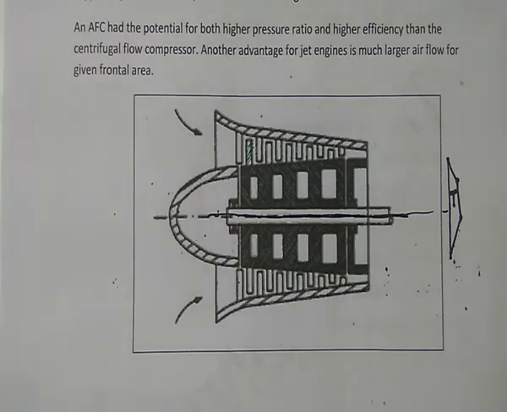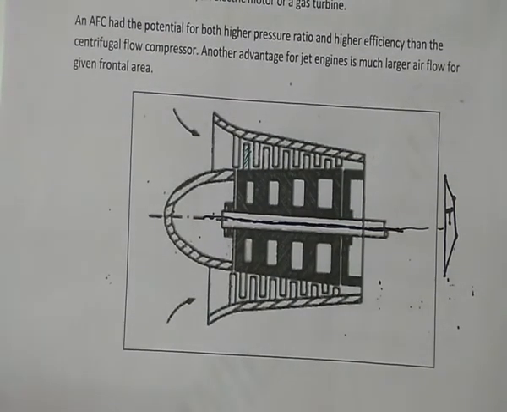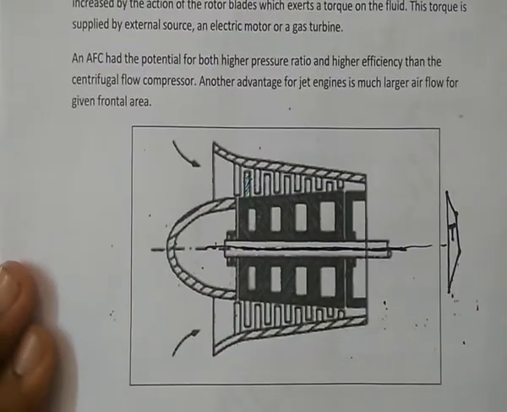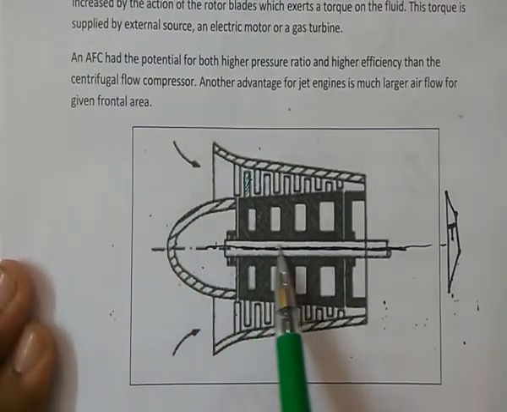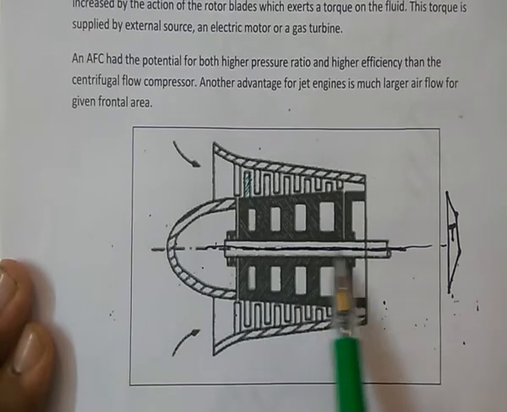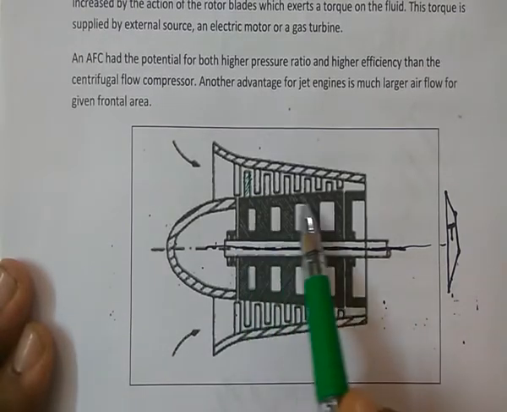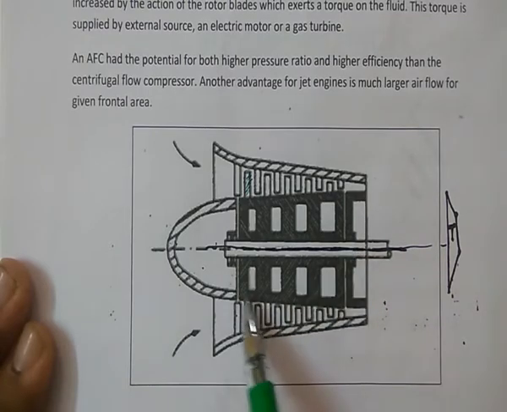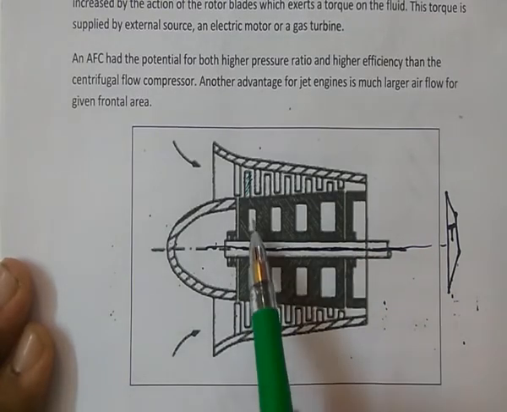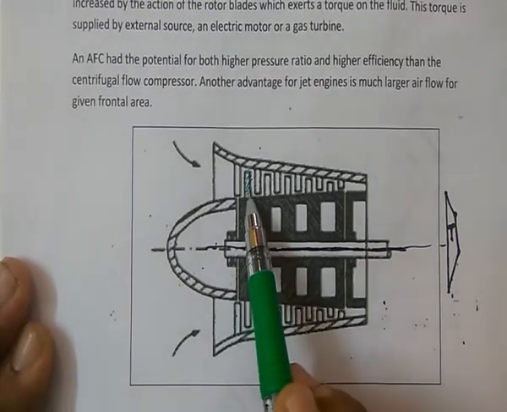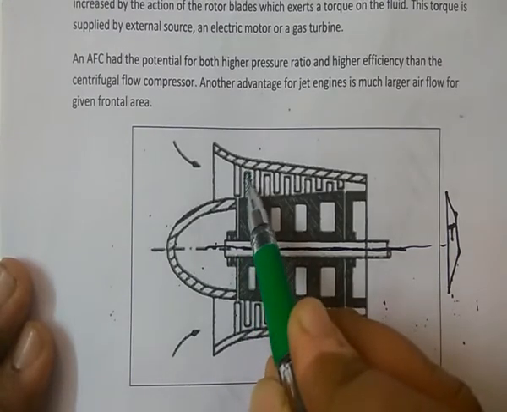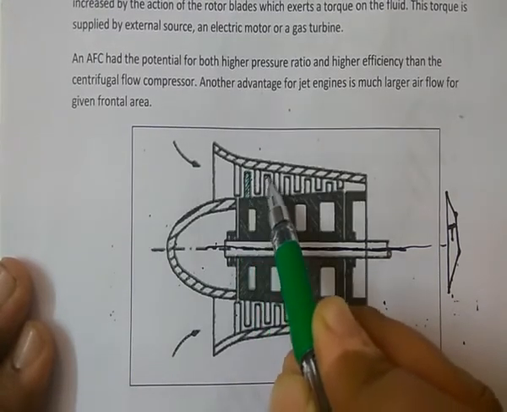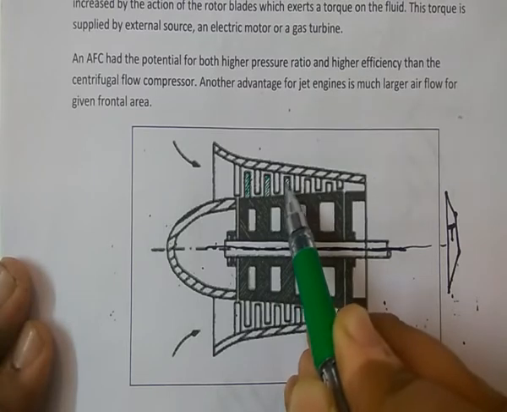So what is happening? Alright, this is the basic diagram we have. This is the shaft. On this shaft you have the rotor hub. This portion, this black portion, is known as the rotor hub. On this rotor hub you are mounting a few blades. I'll color them. These blades are known as rotor blades.